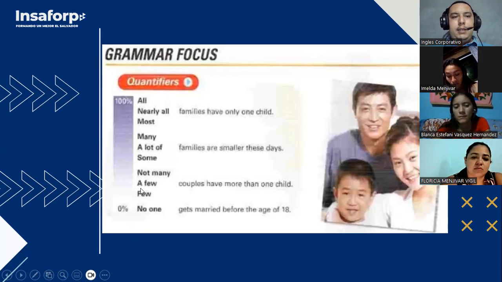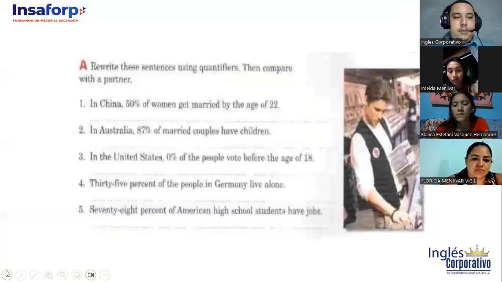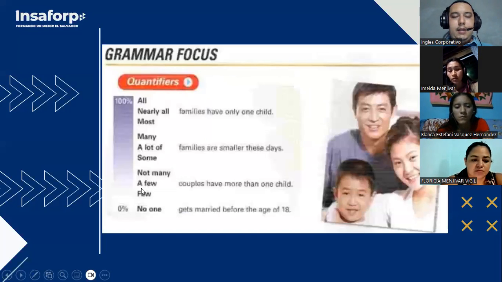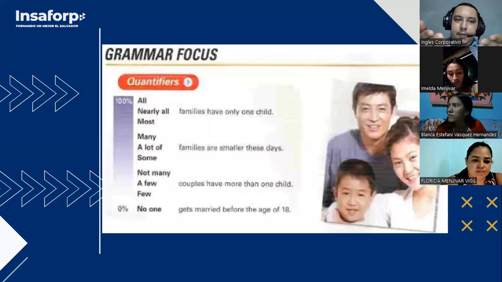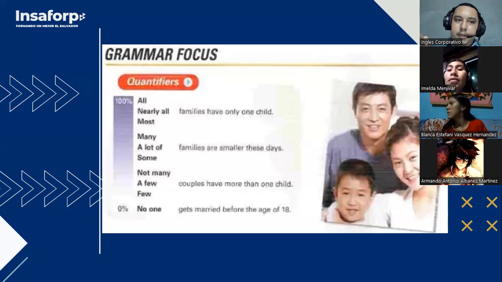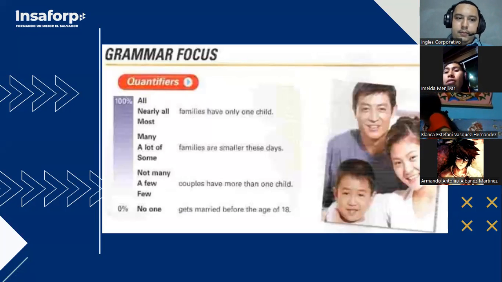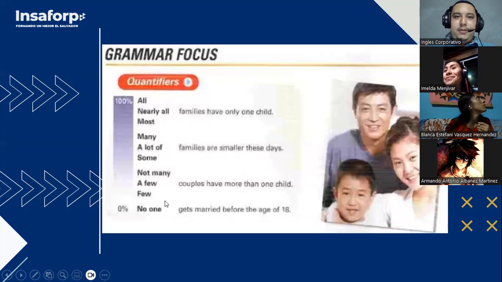And all. Guys, I have a question for you. Do you think that a few and few, those ones, are countable or not countable? ¿Qué creen ustedes? ¿Que este no sirve para tener un parámetro contable o no contable? What do you think? Is it countable or not countable? Contable. We are going to stop right there. And who else wants to share their opinion? Guys? About a few and few.